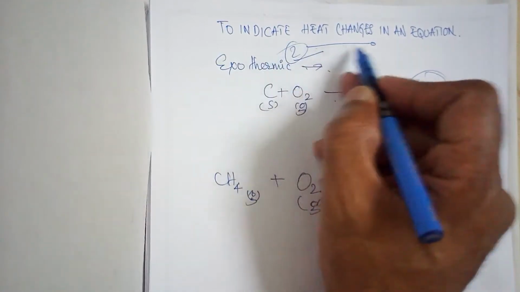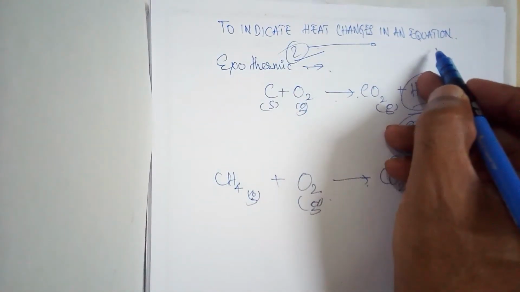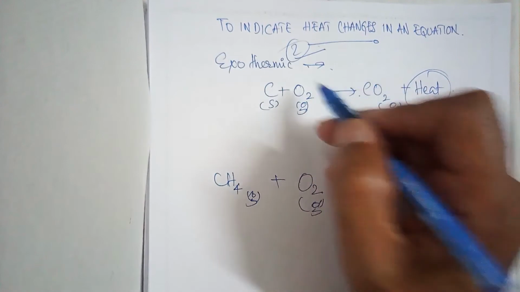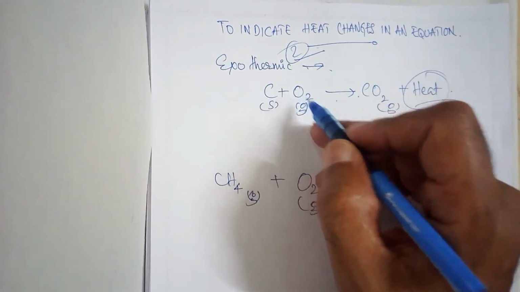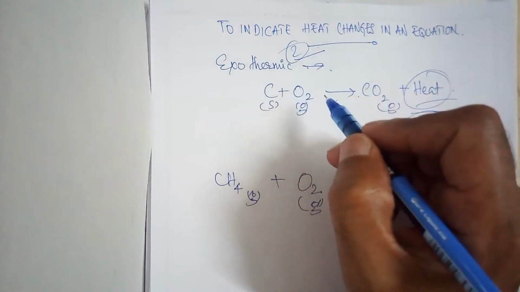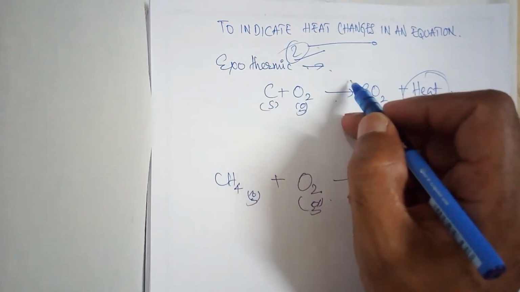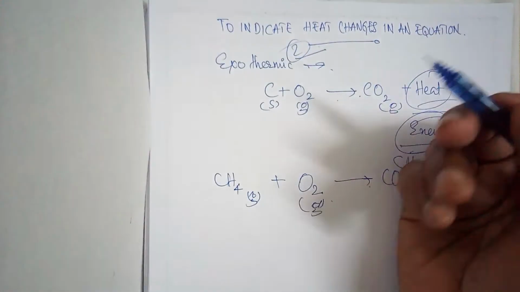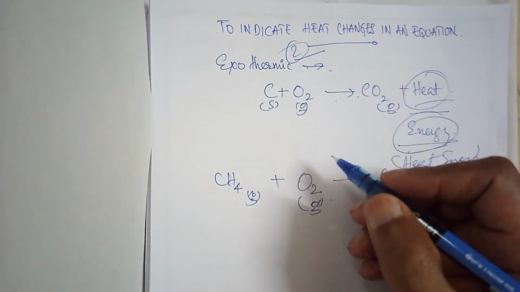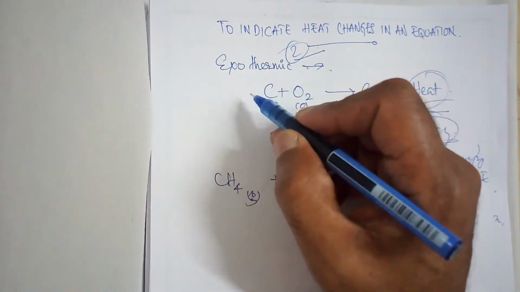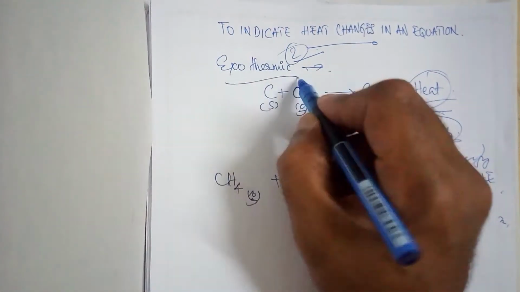To indicate heat changes in an equation, there are two types of reactions on the basis of heat changes involved. One in which during the reaction heat is evolved, and one in which the heat is absorbed during the reaction. The one in which heat is released is known as exothermic reaction.